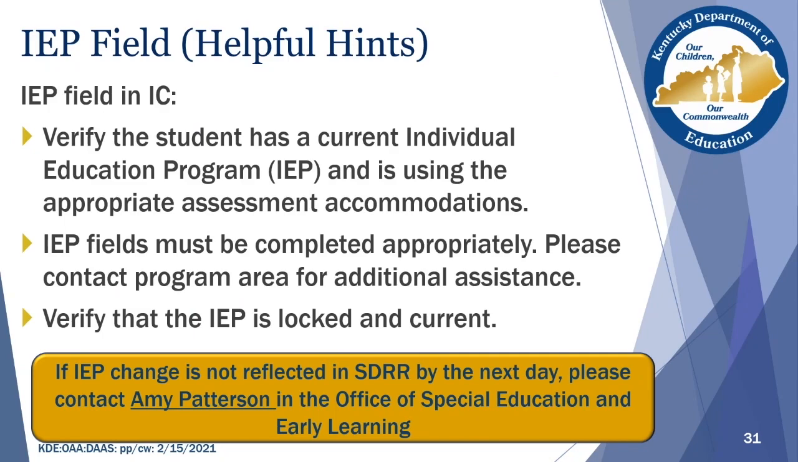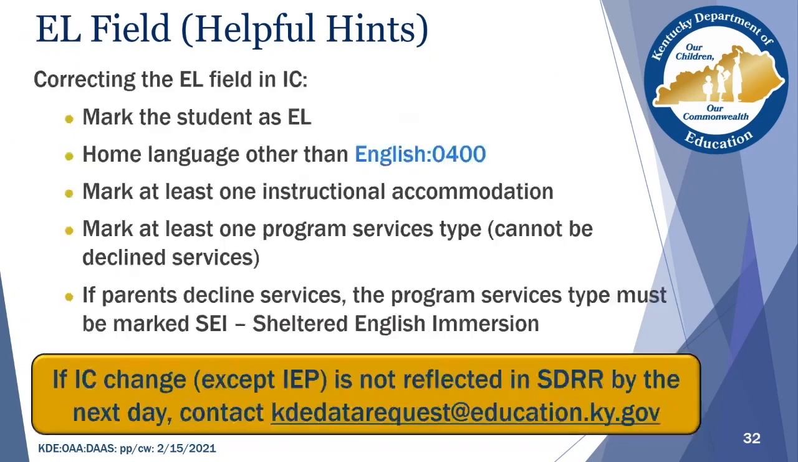These are our helpful hints to make certain that a student appears as an English learner, or EL, in SDRR. Make certain that the correct EL field is completed in IC. So, mark the student as EL. The home language should be other than English. Mark at least one instructional accommodation, and mark at least one program services type. Now, if the parents decline services, mark this as SEI, Sheltered English Immersion, for the program services type.